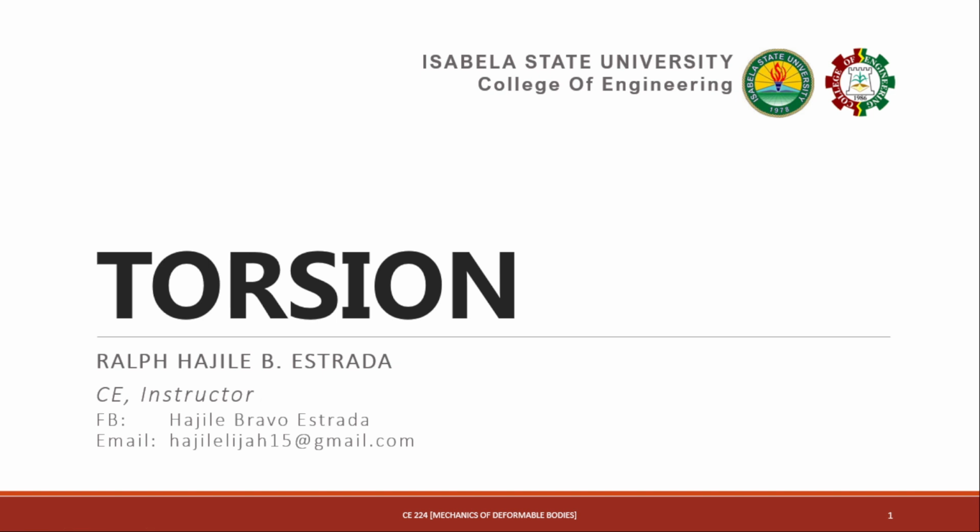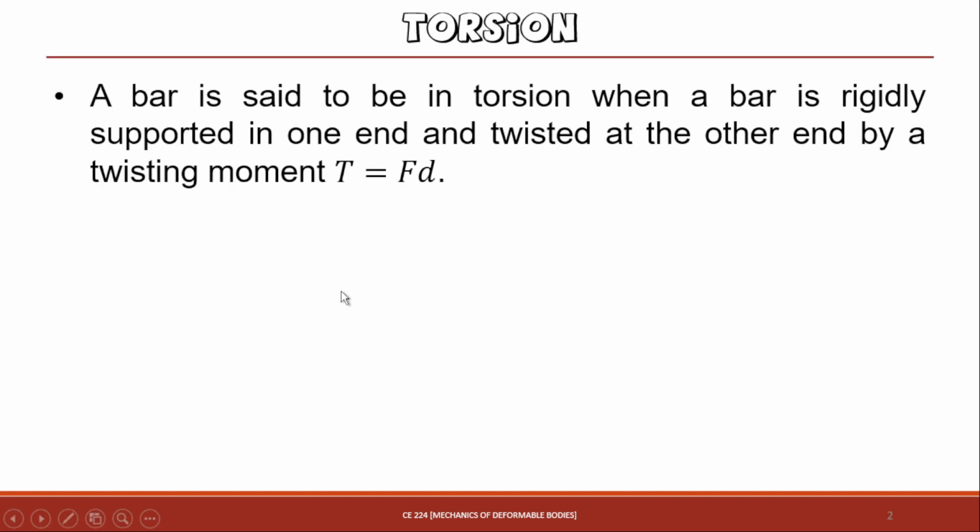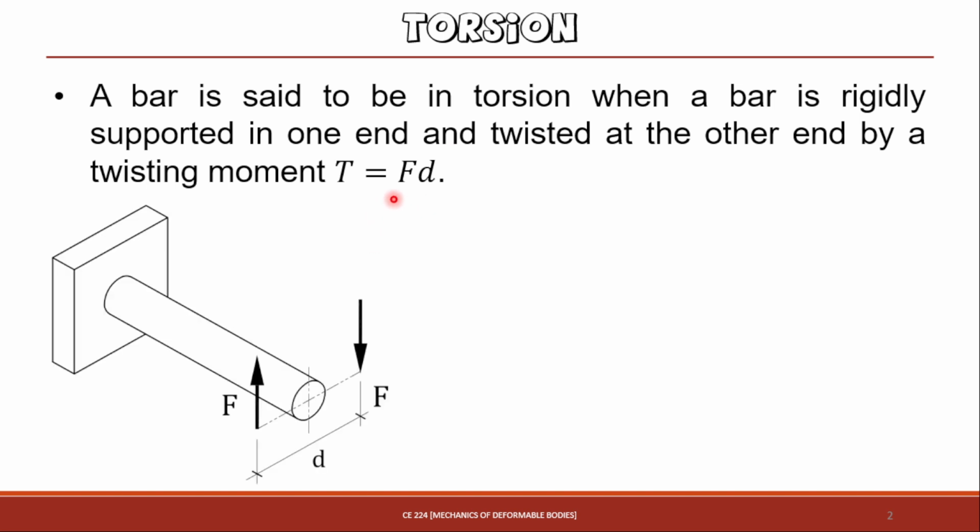Okay. Punta tayo sa second topic natin for today's lecture, which is torsion. Okay. So when we say torsion, it is somewhat related to twisting. So a bar is said to be in torsion when a bar is rigidly supported in one end and twisted at the other end by a twisting moment T.